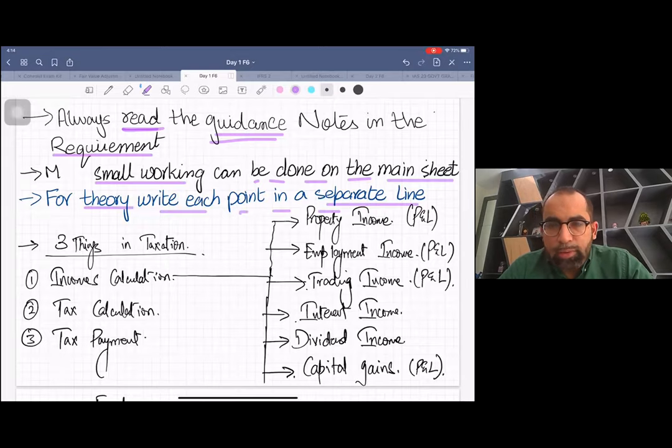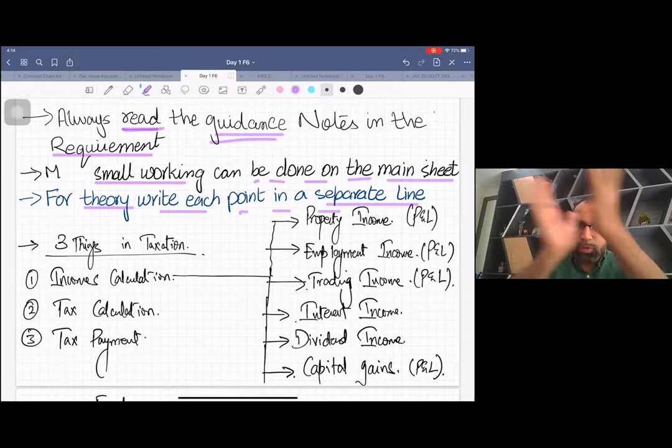Are you getting it? Now, students, we are going towards today's target. I'm going to give you a quick recap of income tax computation, some areas, and then definitely we'll go for CGT. CGT is a big area. So today our target is chargeable gains tax, right?